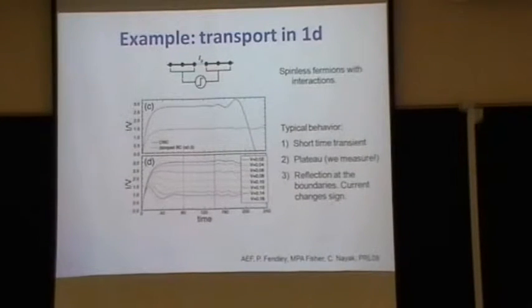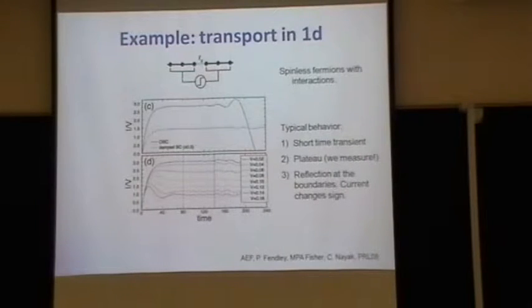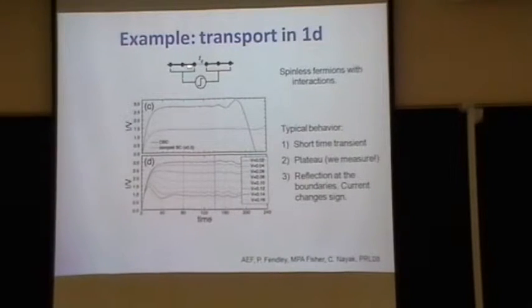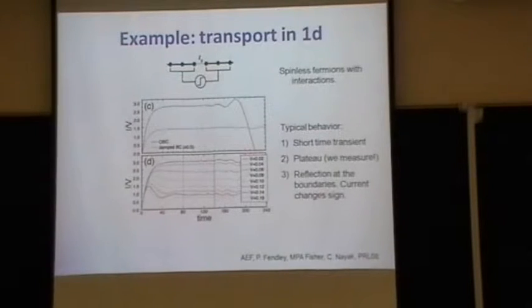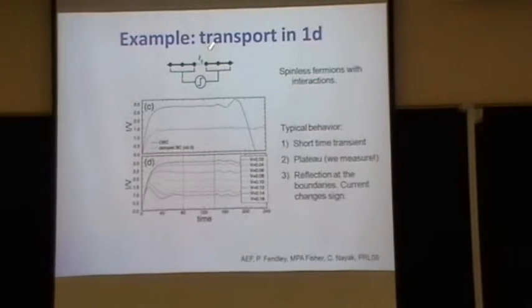So let's look at the formulation of the problem. We're going to start from the simplest possible scenario. We're going to take two leads, one-dimensional leads, one to the right, one to the left, and they're connected by a weak link.